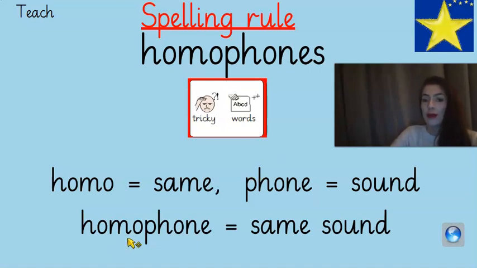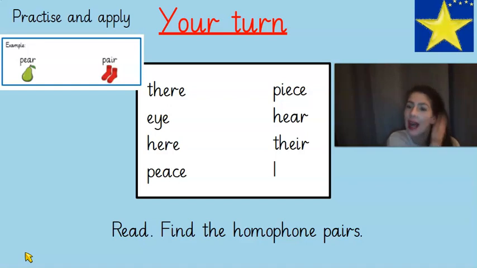So homophone means same sound. So it's a word that sounds the same as another word. It doesn't look the same. It doesn't mean the same thing. But it does sound the same. And that's tricky when we're spelling, because what we have to do is we have to figure out which spelling is for which one of the meanings. Okay? So here is my example. I have two words here that both say pear. Pear and pear. They sound exactly the same, don't they?